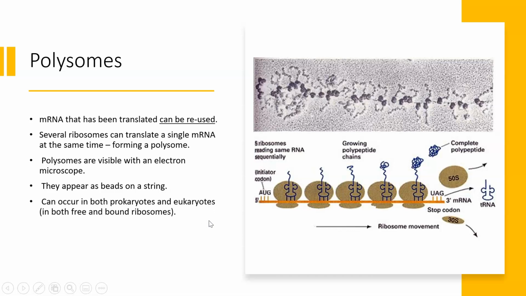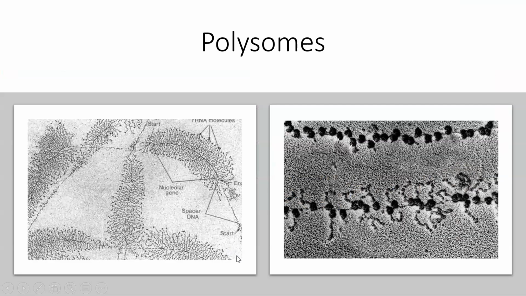Now, this can occur in prokaryotic cells and eukaryotic cells, both on the free and those bound ribosomes. And what it means is it's possible to make a lot of a certain polypeptide from one single mRNA strand.